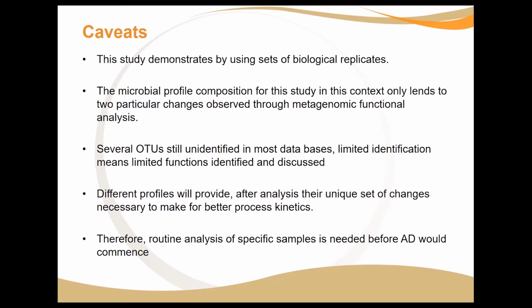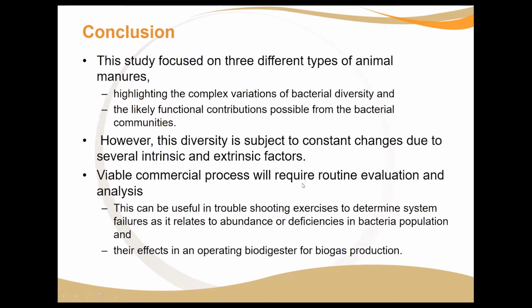The purpose of this study was to show that we can actually use PICRUSt for industrial, especially biogas production, decision making, and not just as an academic exercise, because it will help us better with the process kinetics. So the study motivates for the routine analysis using this particular method. So in the end, we believe that for a viable commercial process, it might be necessary to include a routine evaluation of this manure to reduce the issue around yield that has also been a contributing factor to the slow acceptance of biogas production in most areas of the country and even globally.